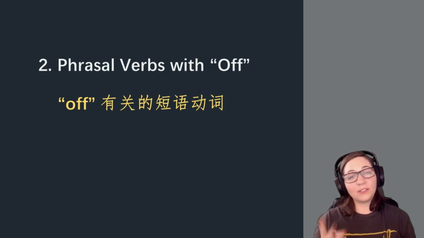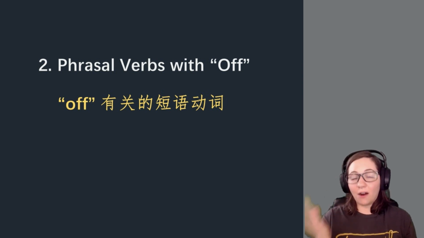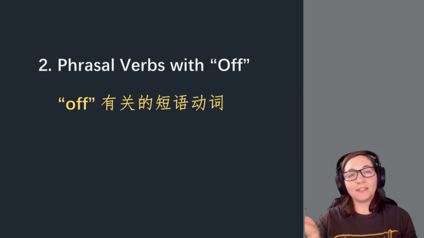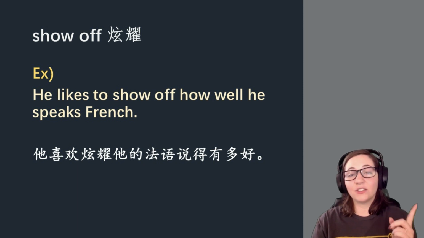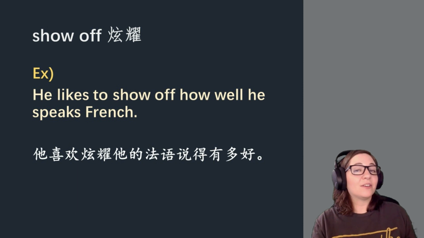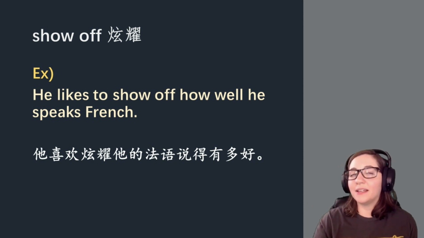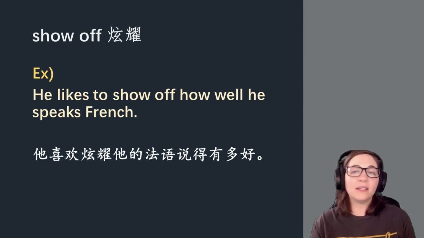Okay, in situation two, all of these phrasal verbs will be about off, right? So the first one was about on, and now we'll do the opposite, off. Okay, so the first one is show off. And show off means to display your accomplishments to other people, but usually in a negative way. So he likes to show off how well he speaks French.